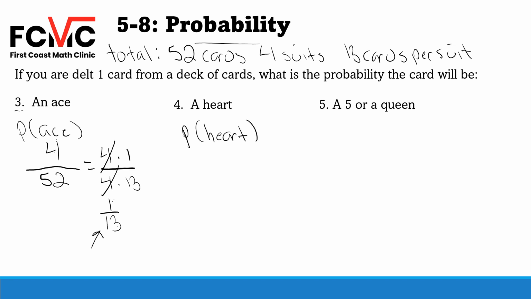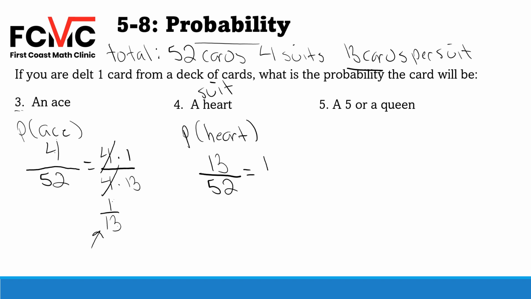Now a heart is a suit. All right, so we've got 52 total cards. And how many cards per suit? So we've got 13 cards per suit, so there are 13 hearts in the deck. So we can factor this out, 13 out of 52.